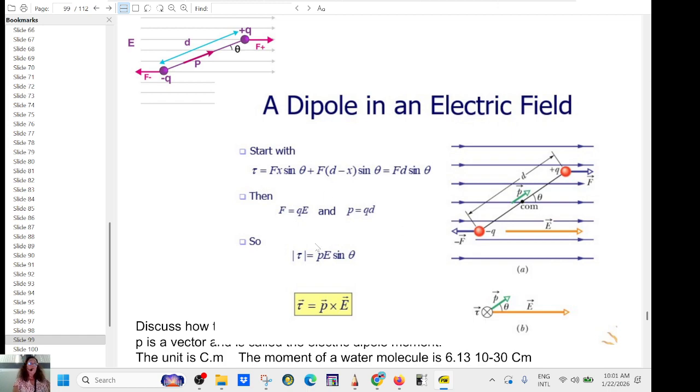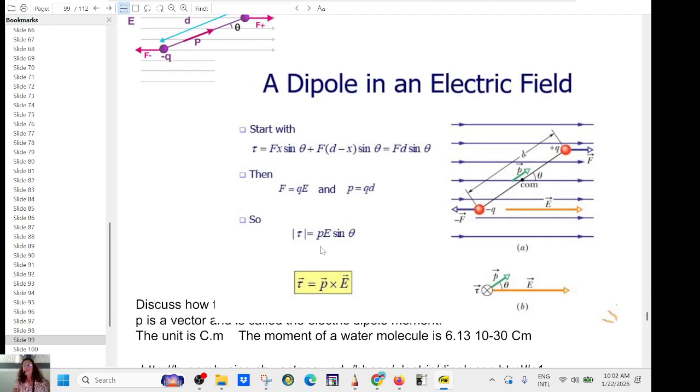Okay, so I'm not going to do the math. You can do that. But you see, this is the definition. If you have a dipole inside an electric field, you're going to get rotation. There will be a rotation, so there will be a torque. And the torque is by definition P, the dipole moment, cross E. And the magnitude is P E sine theta. That angle is the angle between P and E. Okay, it's just a definition. You can show the math.